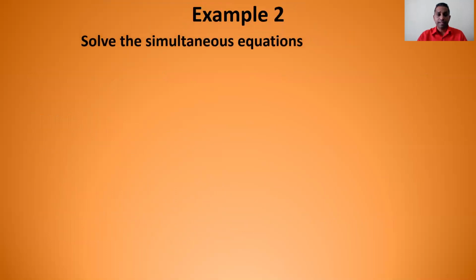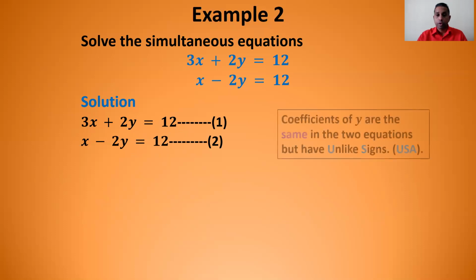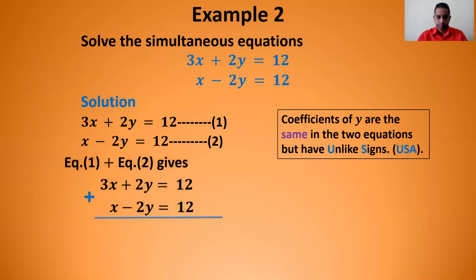Here we have to solve the simultaneous equations 3x plus 2y is equal to 12 and x minus 2y is equal to 12. Again, we start by labeling the two equations. Have a look at the coefficients of y in this case, students. You will notice that the coefficients of y are the same in the two equations, but now they have unlike signs. In this case, we will use the USA rule. That is, we are going to perform addition.